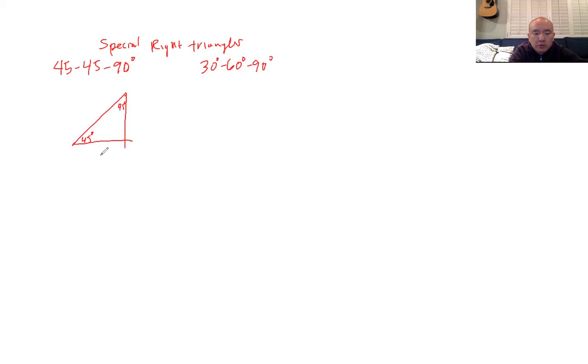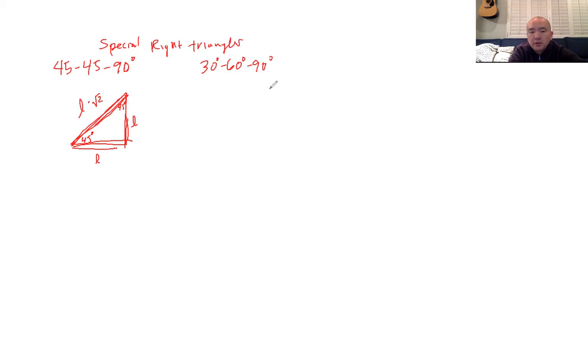And so these two legs are equal to each other in a 45, 45, 90-degree triangle. Let's say this is the leg and this is the leg. The hypotenuse, you could do the Pythagorean theorem if you like, but as a shortcut, if you just multiply the leg times the square root of 2, that equals the hypotenuse. And that's going to be important for the unit circle.